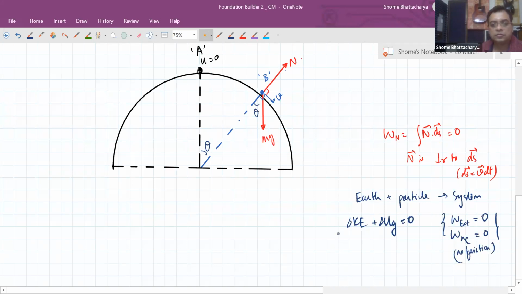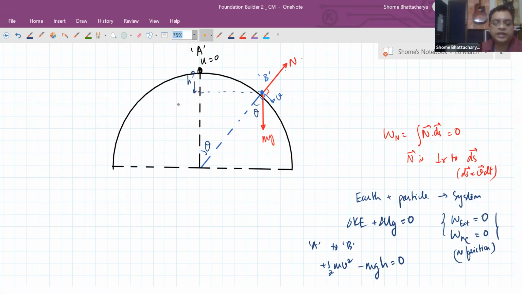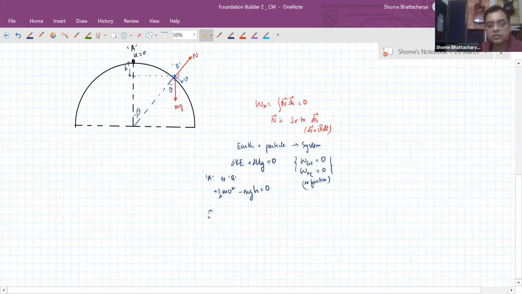Okay. So now when we apply this from A to B, you can see the change in kinetic energy is plus half mv square, but the change in potential energy is minus mgh, where h is this height. Okay. So now all we have to do is substitute the value of this height in terms of theta, so that we can get v as root 2 gh. Okay. So in that we need to find out how much that h is.